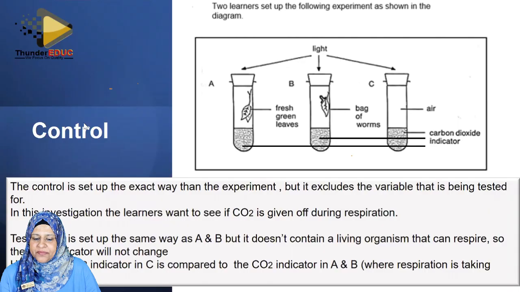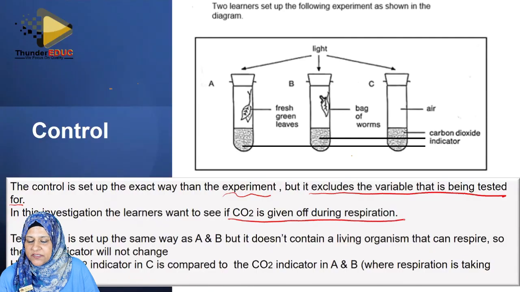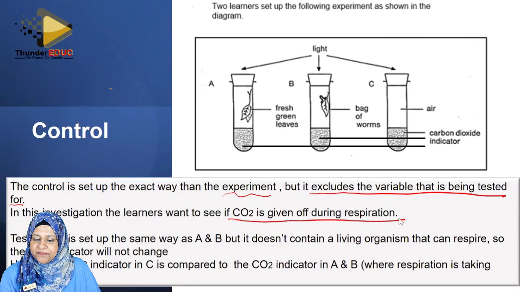The control in an experiment is set up in exactly the same way as the experiment, but it excludes the variable that is being tested for. In this investigation, we want to see if carbon dioxide is given off during respiration. So we've got a setup here where we have a tube with fresh green leaves, which will undergo respiration. We have a bag of worms, which will undergo respiration. Then we have one here, C, which has nothing inside. Can you see? There's no worm, there's no leaf, there's just plain air.